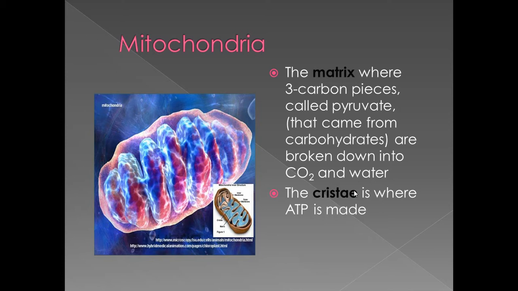So you can think of cellular respiration as happening in 3 parts. The first part happens outside of the mitochondrion. Then we go inside the mitochondrion and we have another part of it happening in the matrix, which is the liquid part. And then we have the last part happening in the cristae, which are the folds.